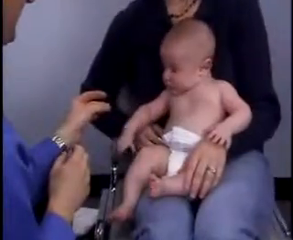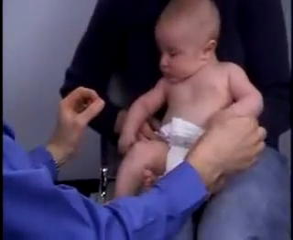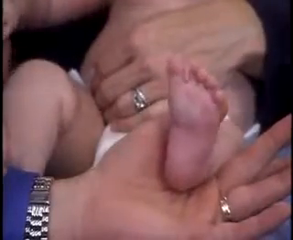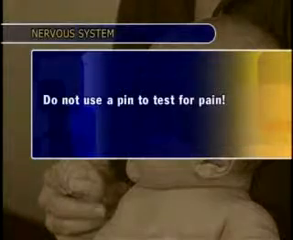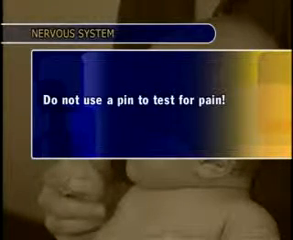You can test for the infant's sensory function only in a limited way. Test for pain sensation by flicking the infant's palm or sole with your finger. Observe for withdrawal, arousal, and change in facial expression. Do not use a pin to test for pain.